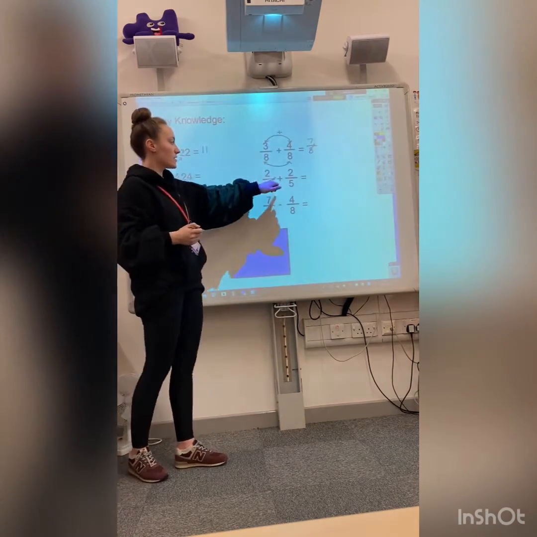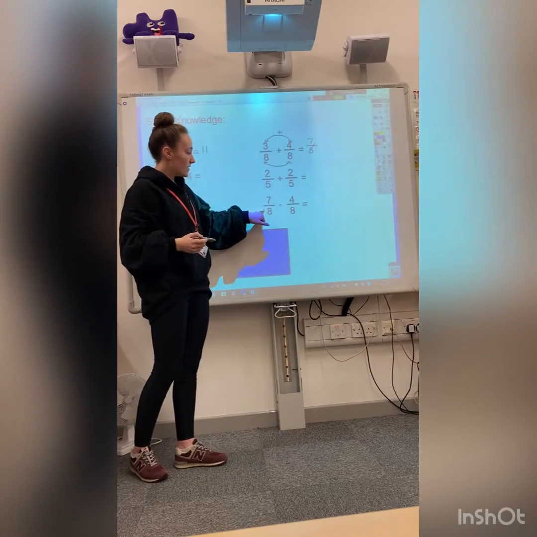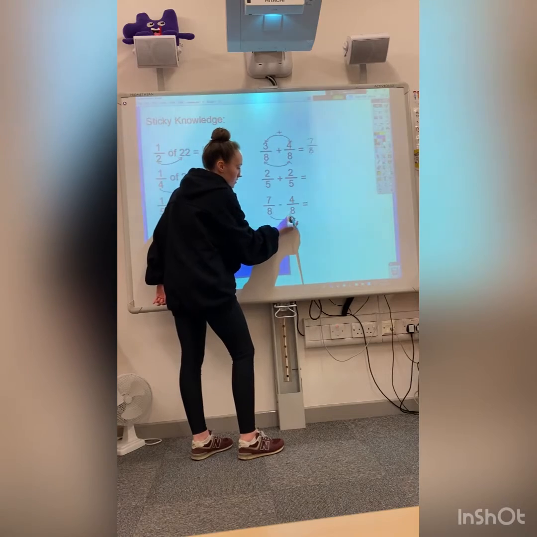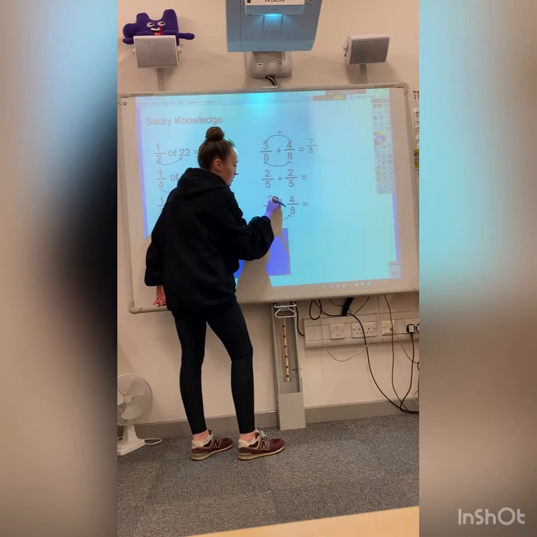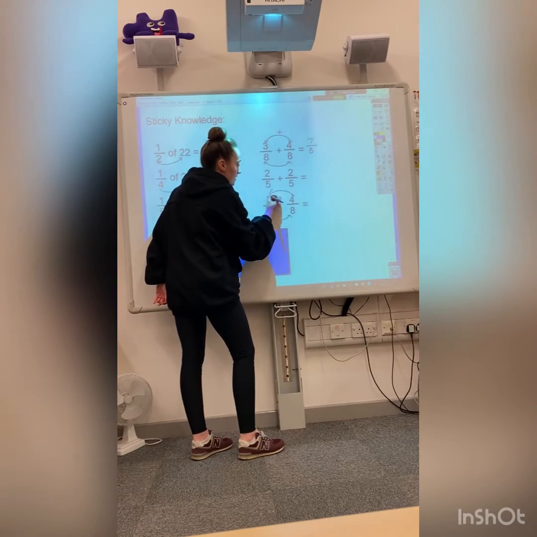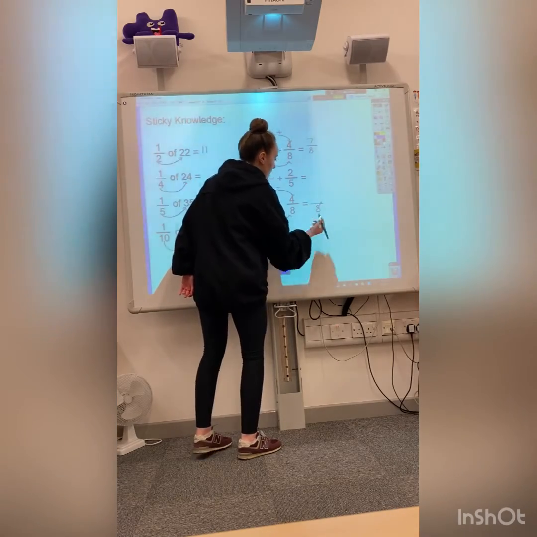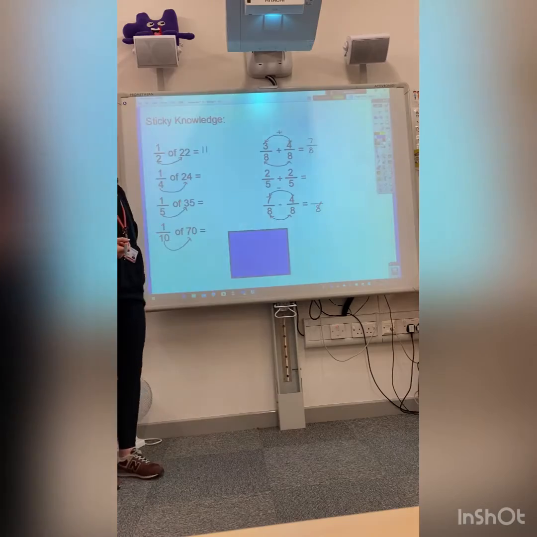Okay, 2/5 add 2/5, and then 7 8's take away 4 8's. Again, when we're subtracting fractions, the denominator stays the same, and you subtract the two top numbers. So your denominator will always be something 1/8. Okay?